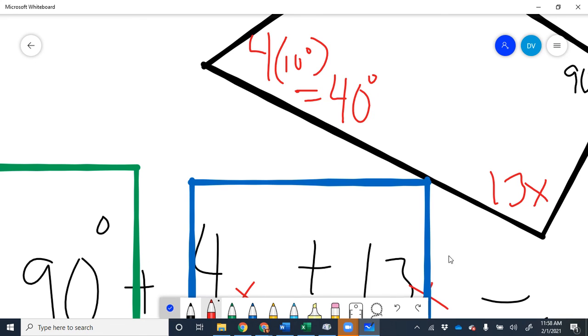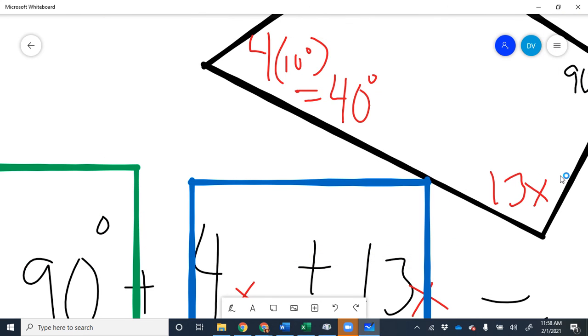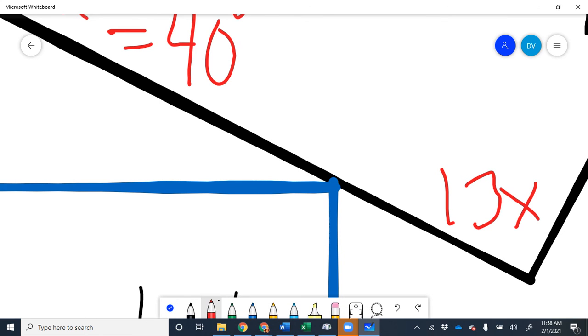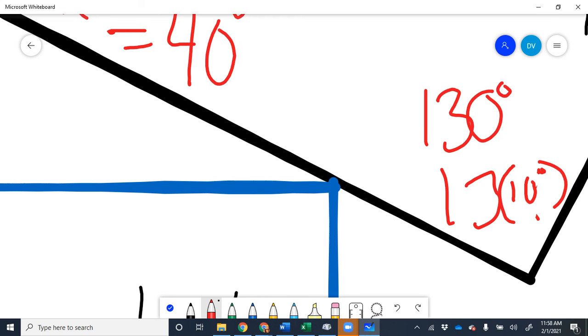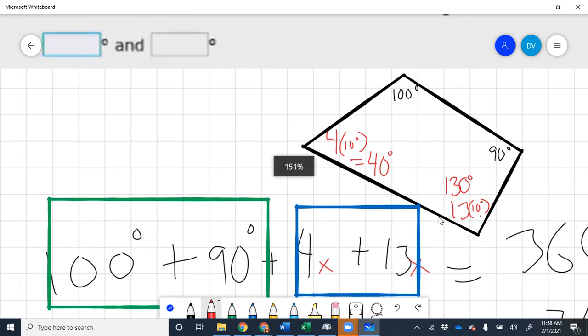Likewise, over here, I'm going to replace this x with 10 degrees also. Let me erase that x and replace it with 10 degrees. What's 13 times 10 degrees? 130 degrees. Right. So those are the two angles.